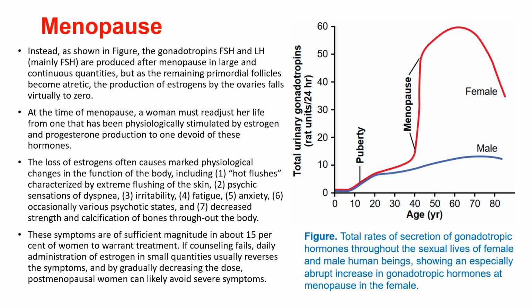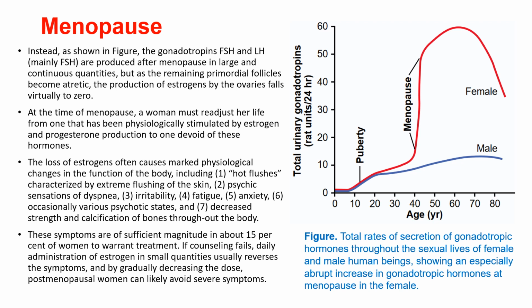The loss of estrogens often causes marked physiological changes in the function of the body, including: 1. Hot flushes characterized by extreme flushing of the skin, 2. Psychic sensations of dyspnea, 3. Irritability, 4. Fatigue, 5. Anxiety, 6. Occasionally various psychotic states, and 7. Decreased strength and calcification of bones throughout the body. These symptoms are of sufficient magnitude in about 15% of women to warrant treatment.